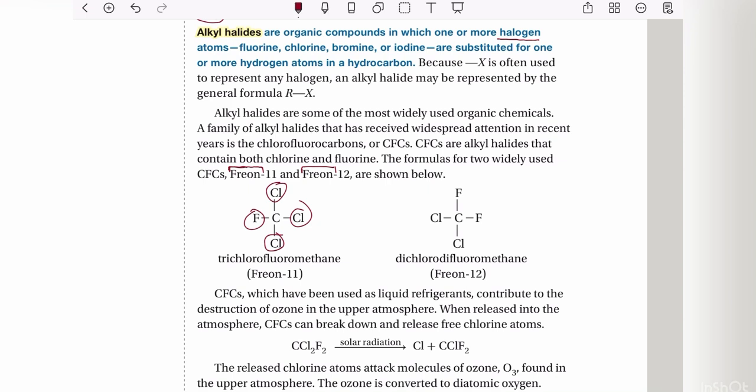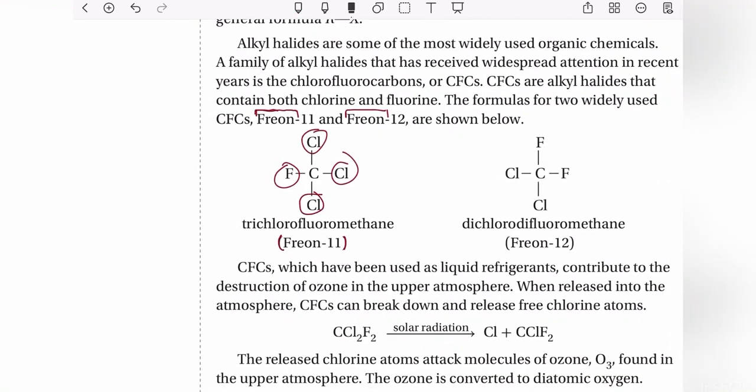And so here we have trichlorofluoromethane. A common name is Freon 11. But if we break this long name down, we have methane, meaning it's an alkane with single bonds, and then it has a single carbon atom. That's why we have meth.